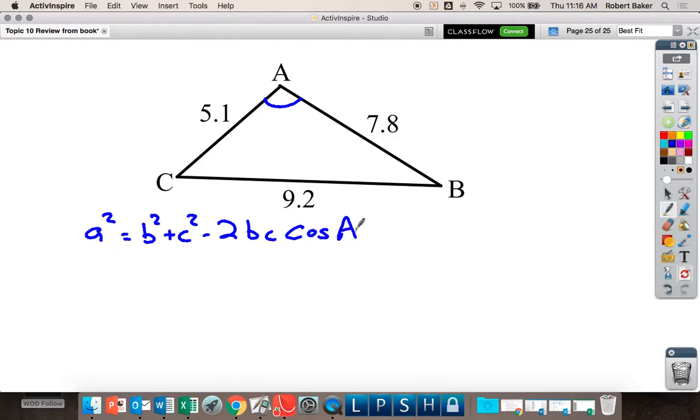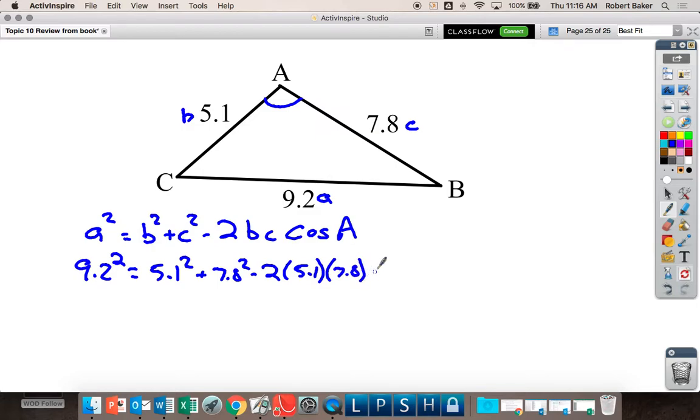Alright, we just fill in the information. Remember, Baker likes to label what he has. This is little a, this is little b, and this is little c. 9.2 squared equals 5.1 squared plus 7.8 squared minus 2 times 5.1 times 7.8. Cosine of what I'm trying to solve for.